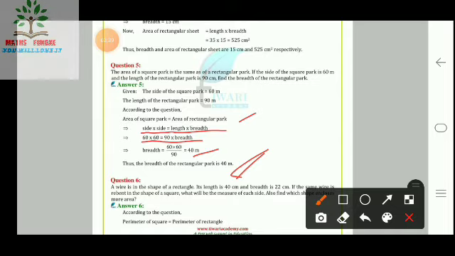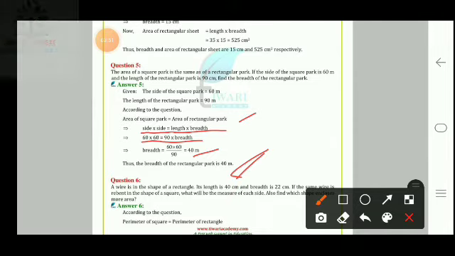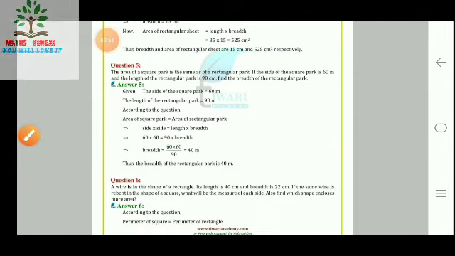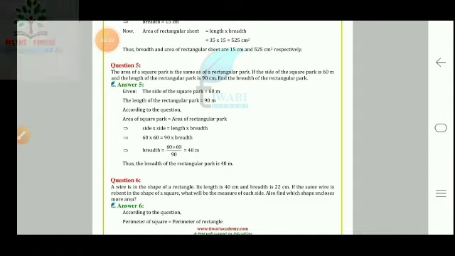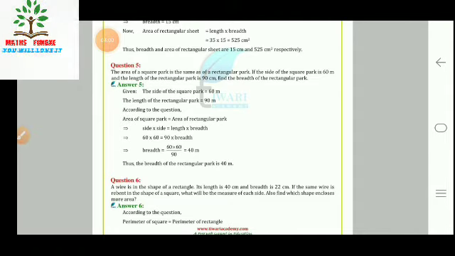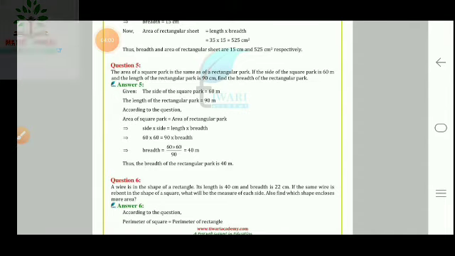Now looking at question number 6, we have a wire in the shape of a rectangle. Its length is 40 meter, breadth is 22 centimeter. If the same wire is reshaped into a square, what will be the measure of each side? Also find which shape encloses more area. One thing is clear, that the length of the wire will remain the same, only the dimensions are changing according to the rectangle or according to the square.